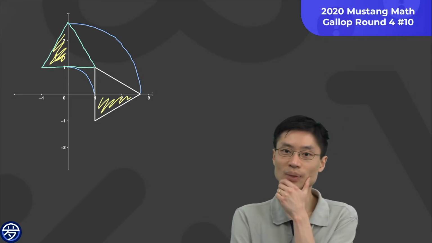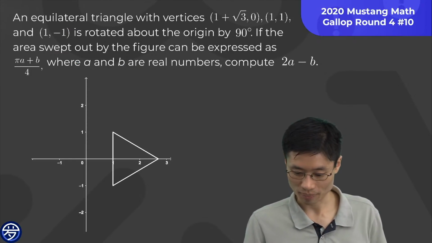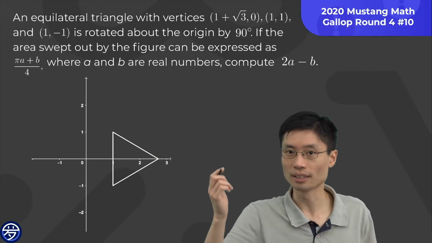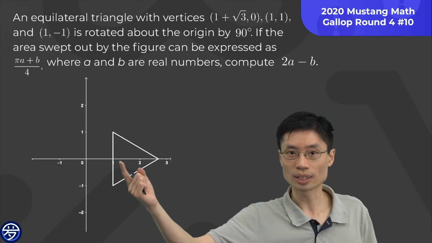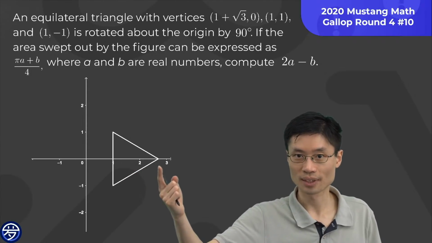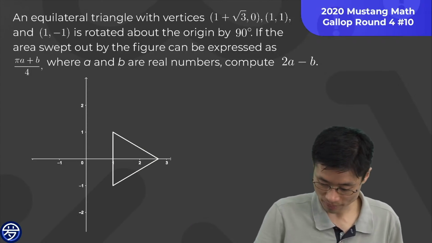But the thing that's making me wonder a little bit is that the problem said that we are supposed to compute this thing, and we get 2a minus b. Is that a whole number then? Let's find out. Well, you're telling me that the vertices are 1 plus root 3, 0, and 1, 1. So you're telling me that the height is root 3.